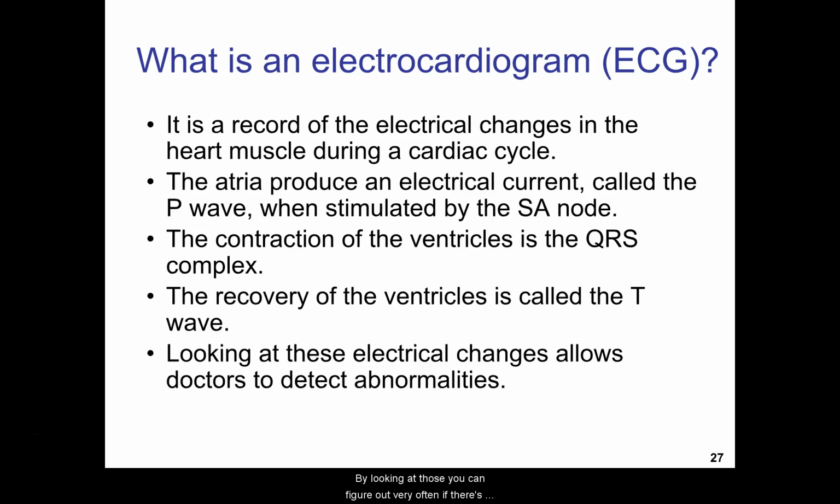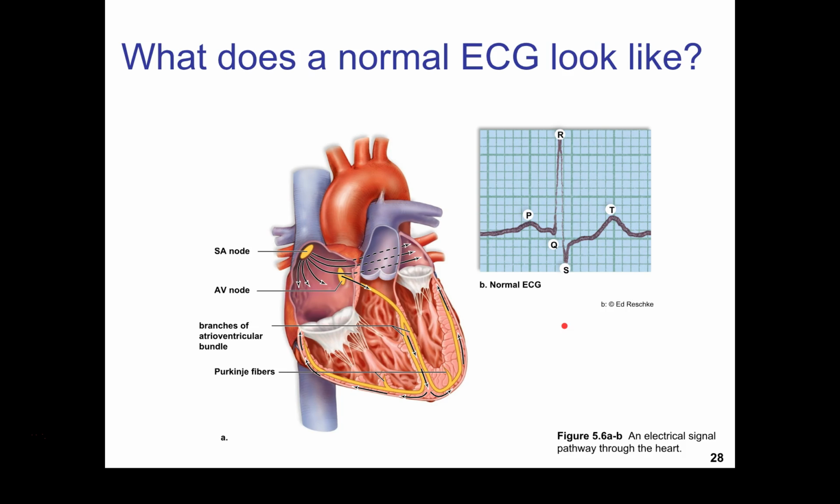And by looking at those, you can figure out very often if there's something wrong with the electrical signals in the heart. And we're going to look at a picture of this, and I'm going to describe all of these things again, but you should know that the atria produce this P wave. The ventricles contracting produces the QRS complex, and then the recovery or the relaxation is called the T wave. So here's a nice picture of a normal EKG. So you've got your P wave here, then you have your QRS complex, and then you have the recovery or this T wave here. Okay.